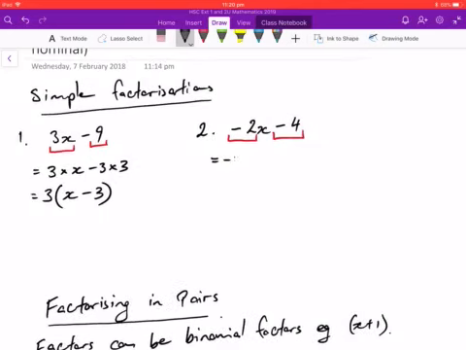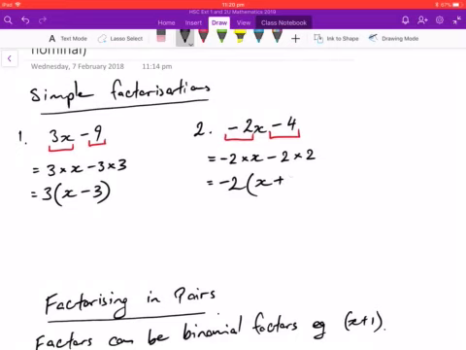So I could think of this as minus 2 times x minus 2 times 2. Now if I take out the negative 2, I'm left with x plus 2. Now it's plus because if I was to work back the other way, minus 2 times positive 2, if I multiplied those, that would get me back to my original minus 4. So that's a little bit of simple factorizing.